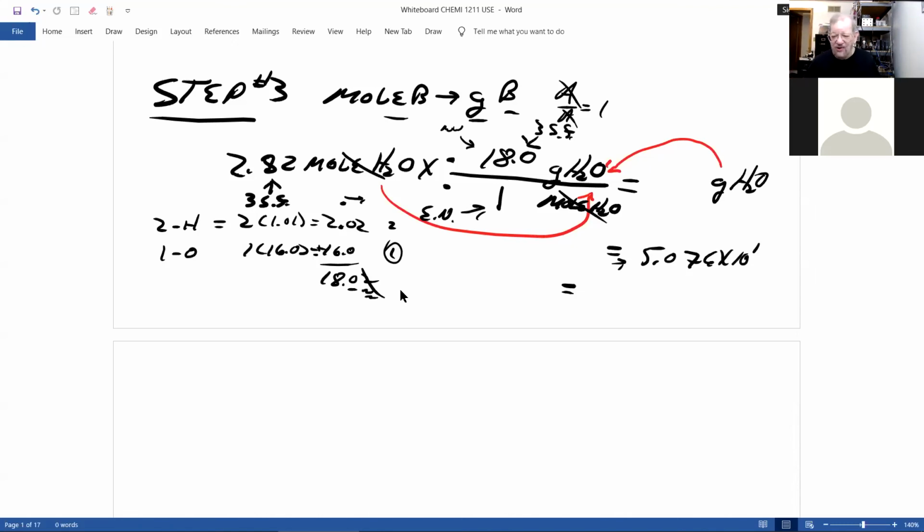And now, how do you do it? Keep the 5, keep the 0, keep the 7. Use the 6 to round off. It's 5 or higher. Drop that, increase that by 1, 5.08 times 10 to the first grams of water. And that's how you do it.